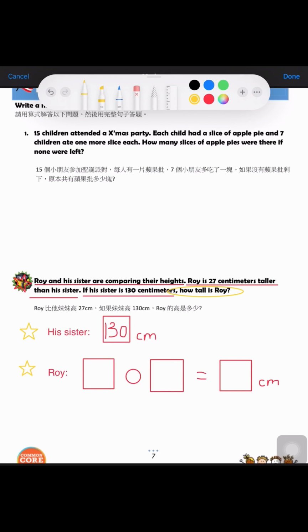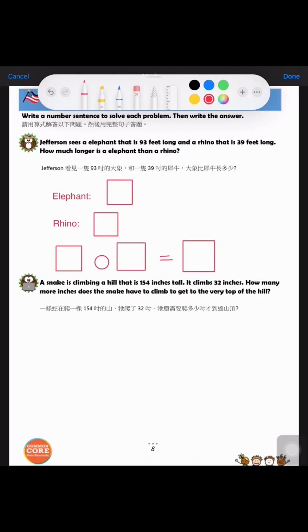From the question, we know that Roy is 27 centimeters taller than his sister. So shall we add 27 or minus 27? We should add 27 as he's taller. So we have 130 plus 27, which equals to 157. Let's move on to page 8.